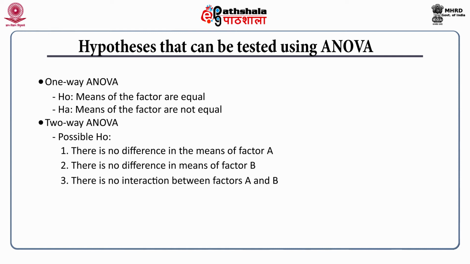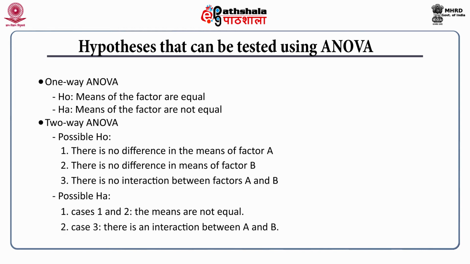So like a correlation of the 2 variables. So possible alternate hypotheses are, for the cases 1 and 2, the means are not equal. Case 3 is that there is an interaction between A and B.